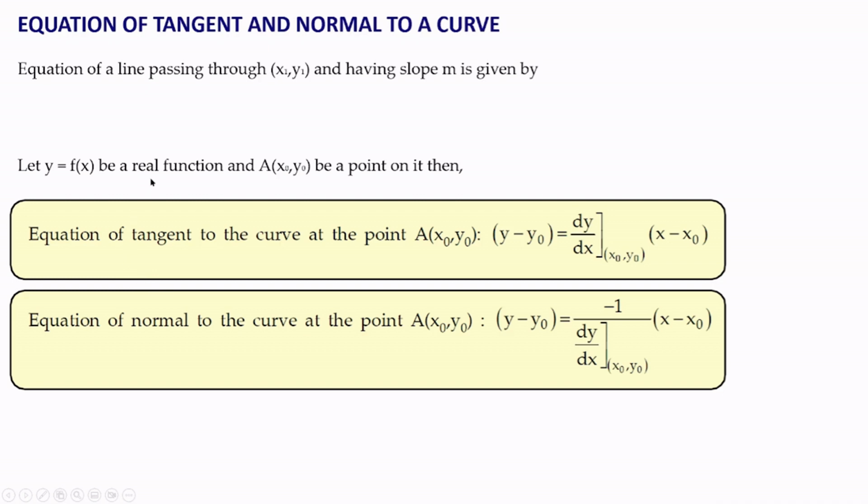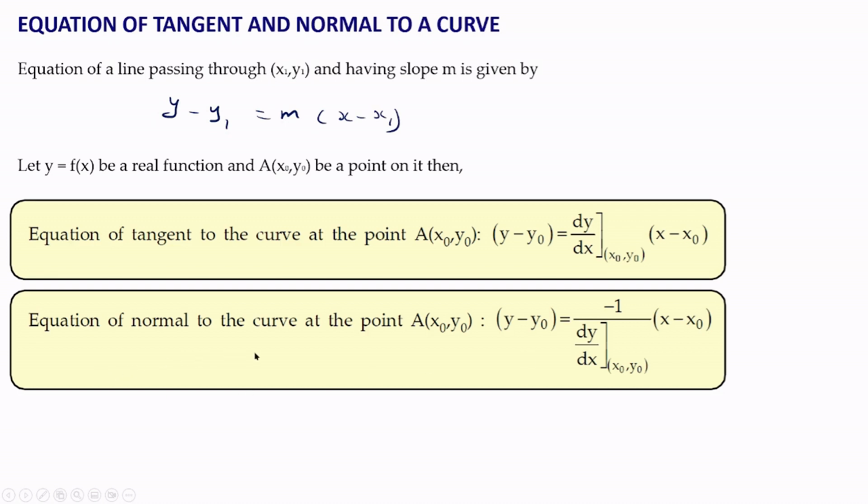And next we have equation of tangent and normal. Now equation of a line which is passing through (x1, y1) and having a slope m is given by y minus y1 equal to m into (x minus x1). So equation of tangent to a curve at the point A (x0, y0) is given by y minus y0 into slope of the tangent. Here slope is m, slope of the tangent we just now saw, it is dy by dx at (x0, y0) into (x minus x0).